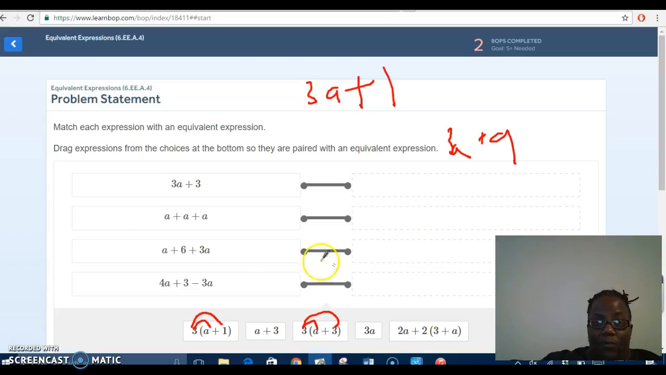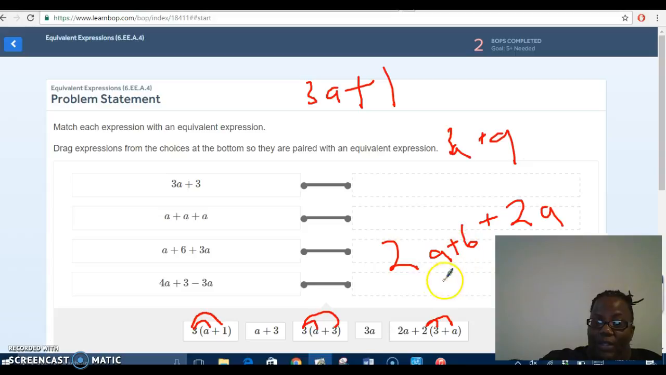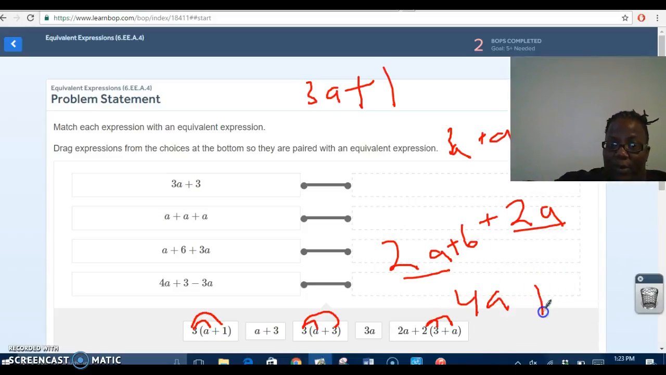And then this one would be, let's distribute here, and then distribute here. Oh, 2 times 3, 6. And then 2 times a, positive 2a, bring down what's in the front. Okay? Now, here's the thing. You can combine your like terms. 2a and 2a, that's 4a plus 6.